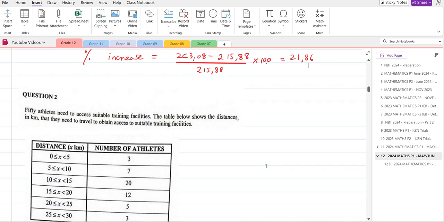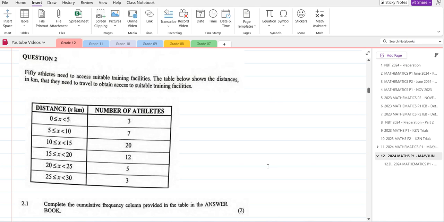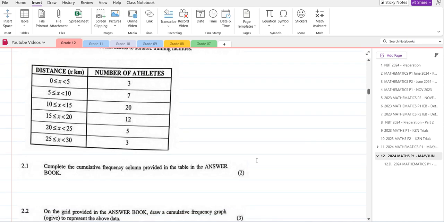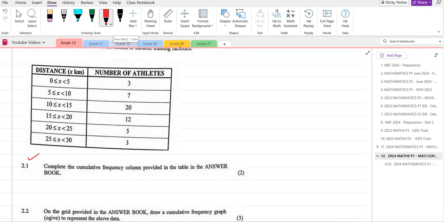Next question. 50 athletes need to access suitable training facilities. The table below shows the distances in kilometers that they need to travel to obtain access to suitable training facilities. Complete the cumulative frequency column provided in the table in the answer book. Right, so I don't have an answer book, so I'll just do it right here. Right, so I'm going to draw the cumulative frequency table. Just put an extra column here. Right, and I'm going to call it cumulative frequency.